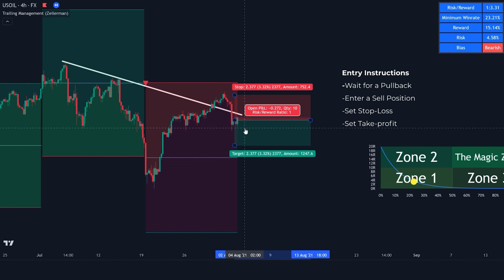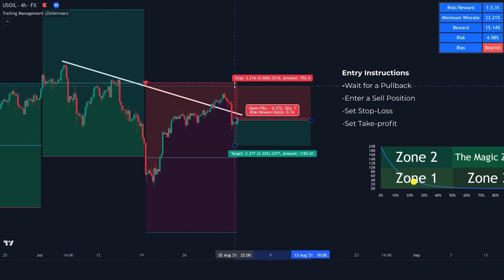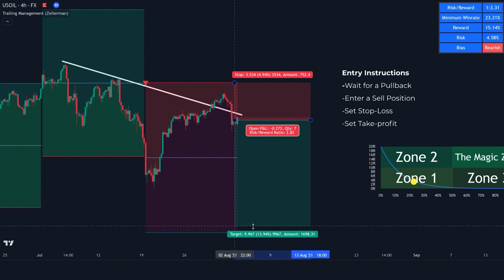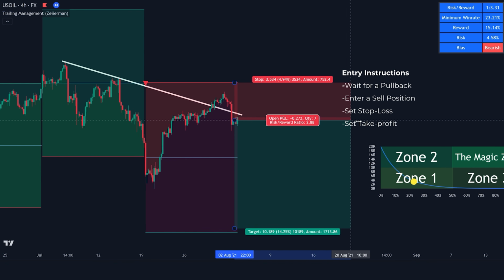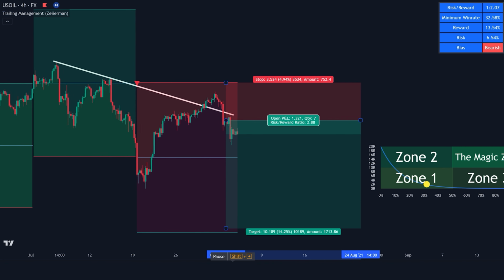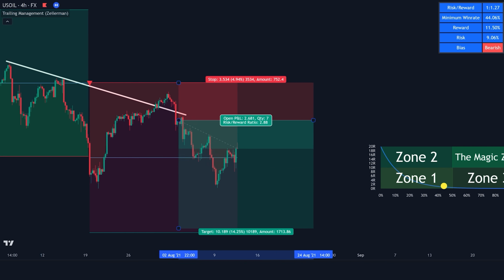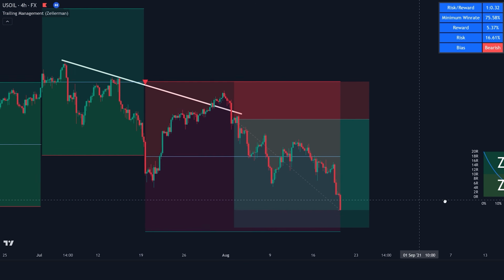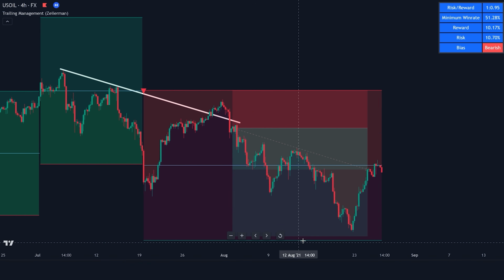3. Set stop loss. Place the stop loss at the level indicated by the trailing management's red stop loss line. This will help protect the trade against any sudden downturns. 4. Set take profit. Aim for a take profit target set at the trailing management's green take profit line, optimizing for a 1 to 2.88 risk to reward ratio. This approach ensures that we maximize potential returns while keeping risks tightly controlled, leveraging the trend's strength for a favorable entry point.